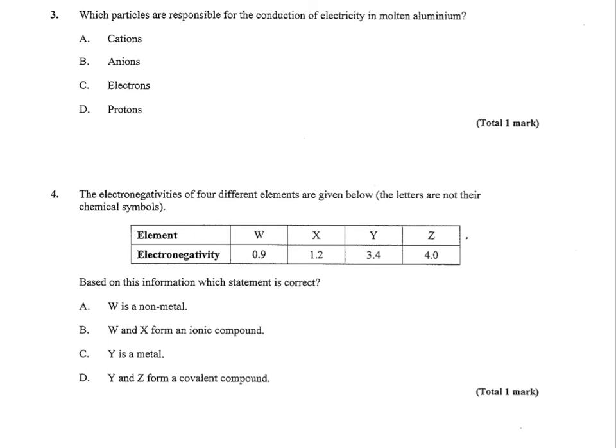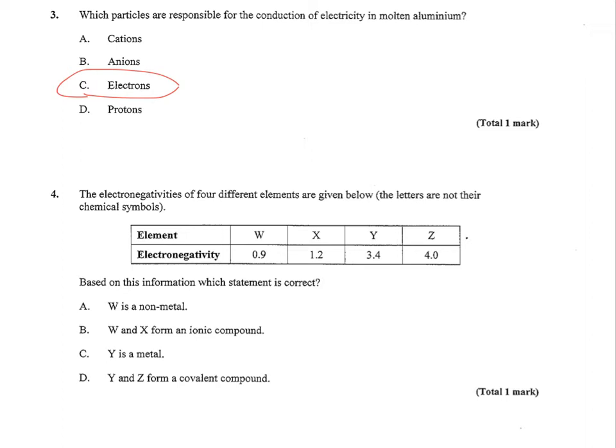Number 3 is asking which particles are responsible for the conduction of electricity in molten aluminum. And what you should know is that the delocalized electrons are responsible for pretty much all the metallic properties we see. So C, electrons, would be our best choice here.